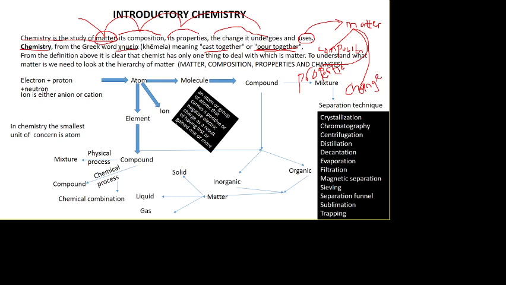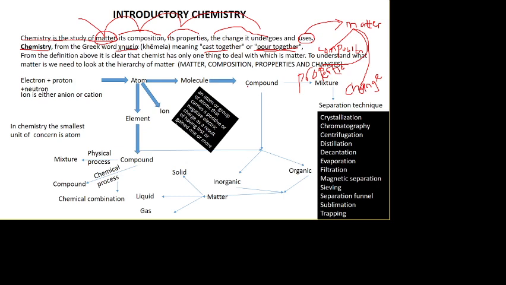Now, for us to understand all these things, we need to understand some basic things about matter. And these things are the hierarchy of matter. The hierarchy of matter will tell us what are the entities that come together to form the matter that we are talking about.